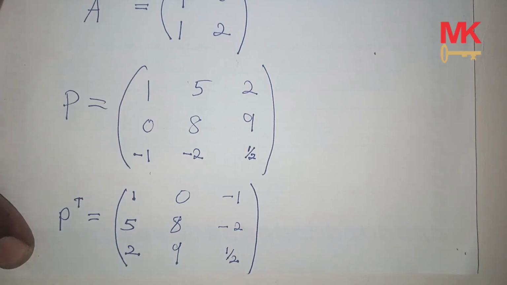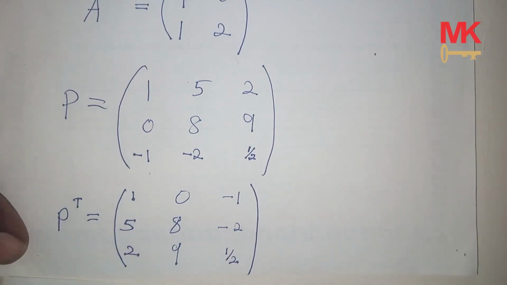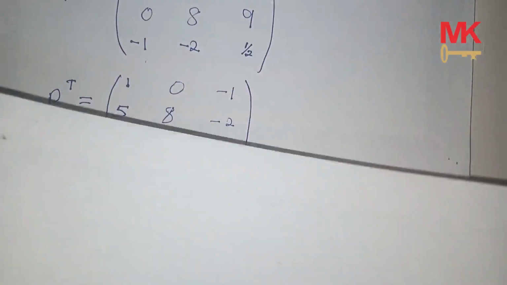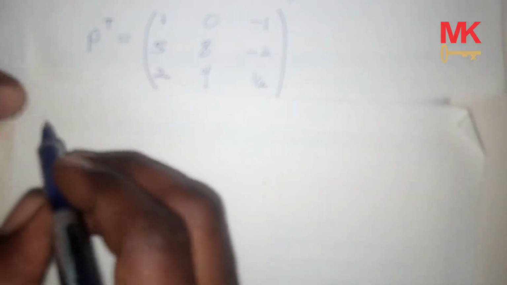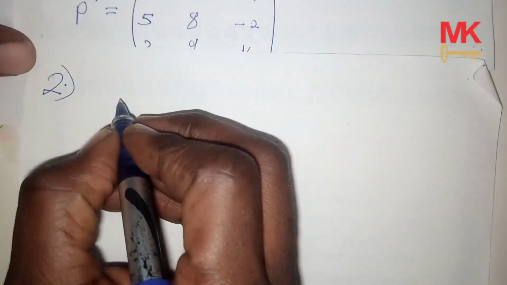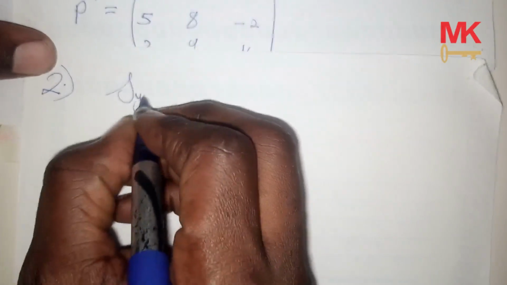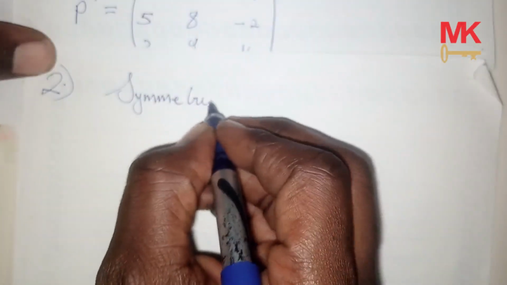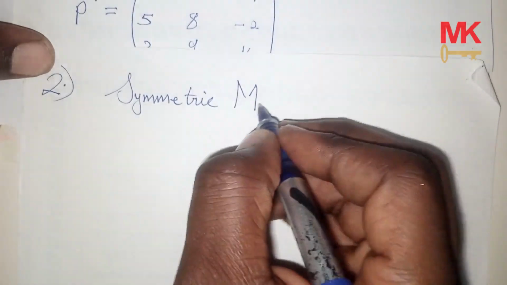The next thing we're going to talk about is what we call the symmetric matrix. All of these things are in your handout, so you go through them step by step. I'm just giving you an overview, then we'll discuss what we meet in the class. The symmetric matrix is number 2 under the special types of matrix.